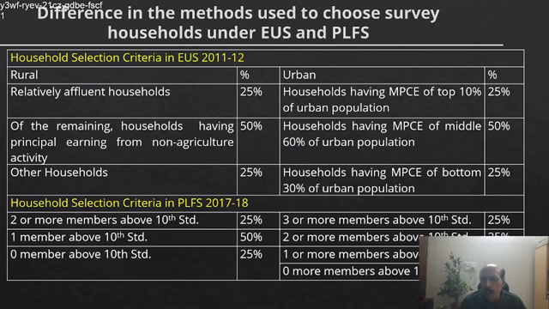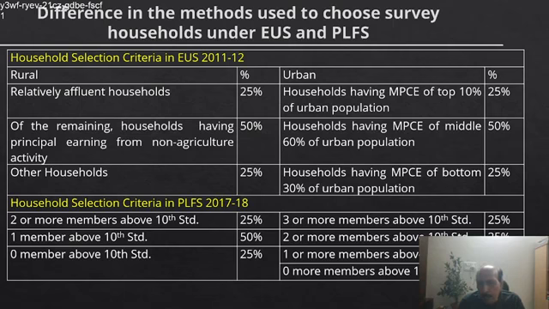Similarly, in case of the urban areas, we gave the weightage to the families where one or more members are educated up to 10th standard. Where three or more members are educated up to 10th standard, we give 25% weightage. Where two or more members are educated, we give 25% weightage. Where one or more members are educated up to 10th standard, we give 25% weightage. And where no member is educated up to 10th standard, we give 25% weightage. Equal weightage is given to all the four categories. In case of rural areas, we have only classified in three categories: that is two or more members, one member and no member educated up to 10th standard.